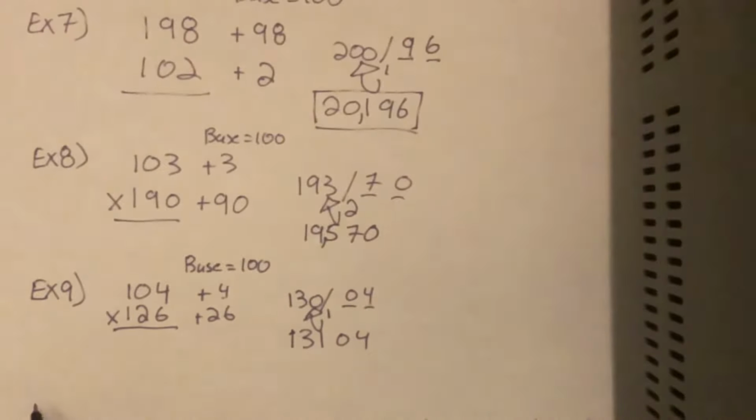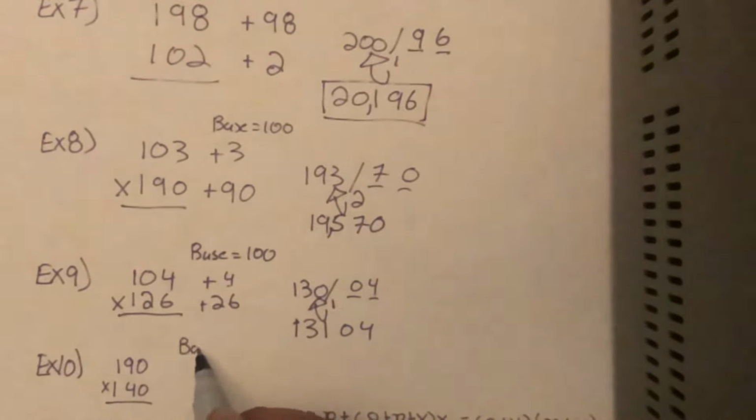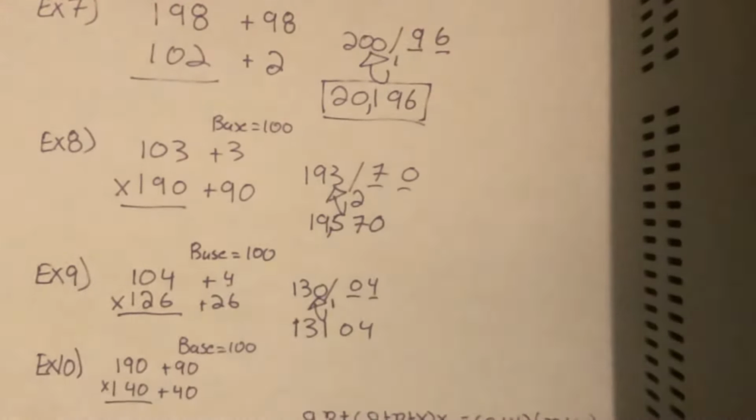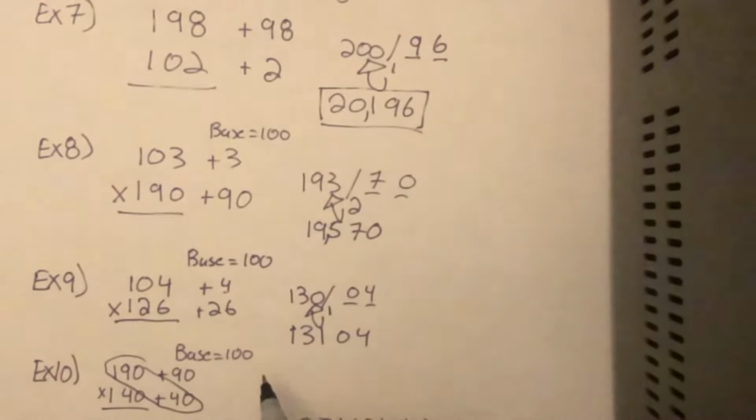Let's do example 10 right here. Okay, let's do a good example right here. Let's do 190 times 140. So, base right here is 100. This is 90 more than 100, and this is 40 more than 100. So, I'm going to add the surplus this way. 190 plus 40 is just 200 plus 30, so that's 230.